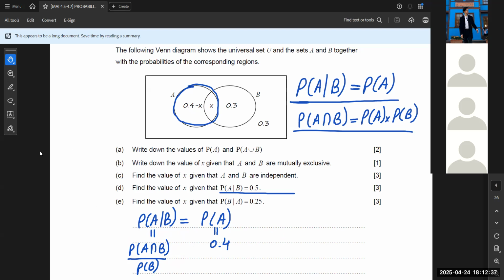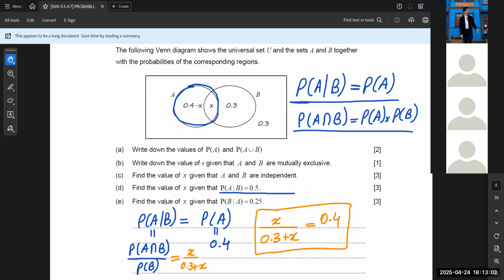So let's find out what this is now. I'm going to do that in a different color. So what is probability of A intersection B? It's given by X, isn't it? This part. And what's probability of B? It is 0.3 plus X, isn't it? Good. So which means that if you want both of these to be independent, the left-hand side must equal the right-hand side. That's basically it. So you just need to solve this equation to find X now.